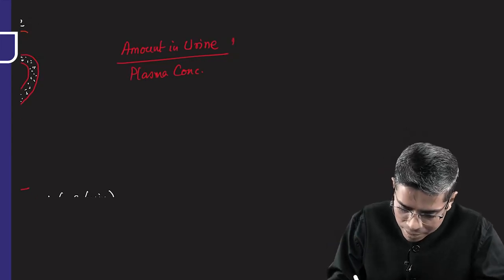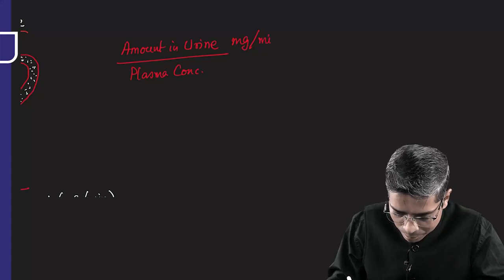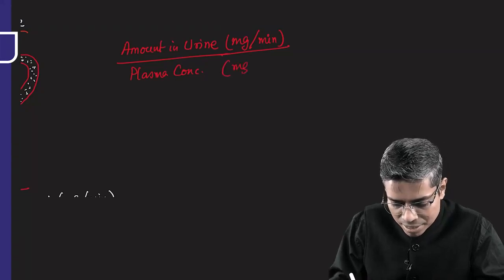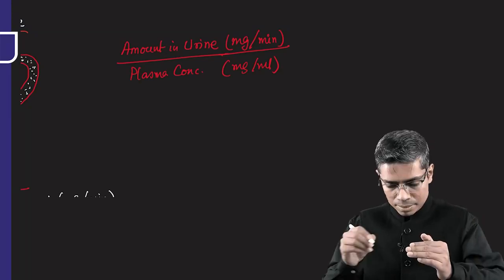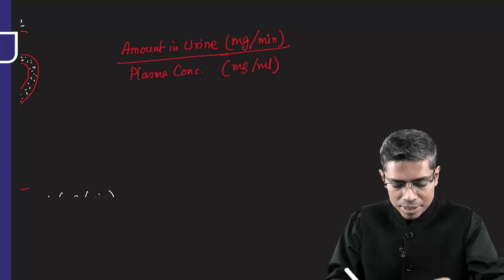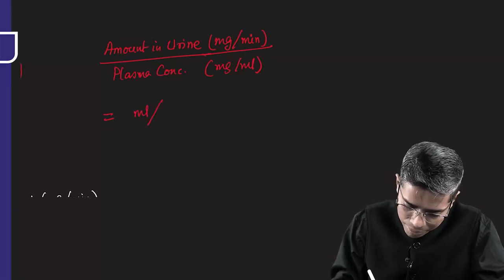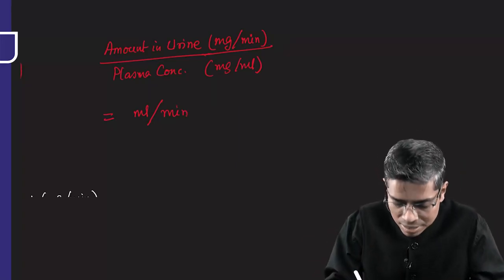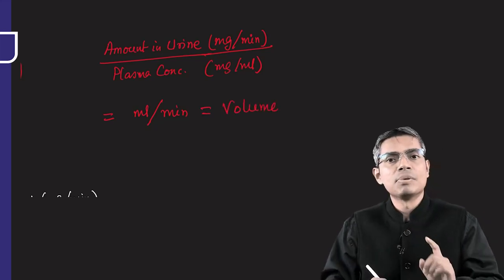So what I am doing here is dividing the amount, that is milligram per minute, upon the plasma concentration, that is milligram per ml. If you divide this, what will happen? Milligram per minute divided by milligram per ml. Ultimately you are going to get a unit which is ml per minute. What is this unit? This is a unit of volume per unit time.